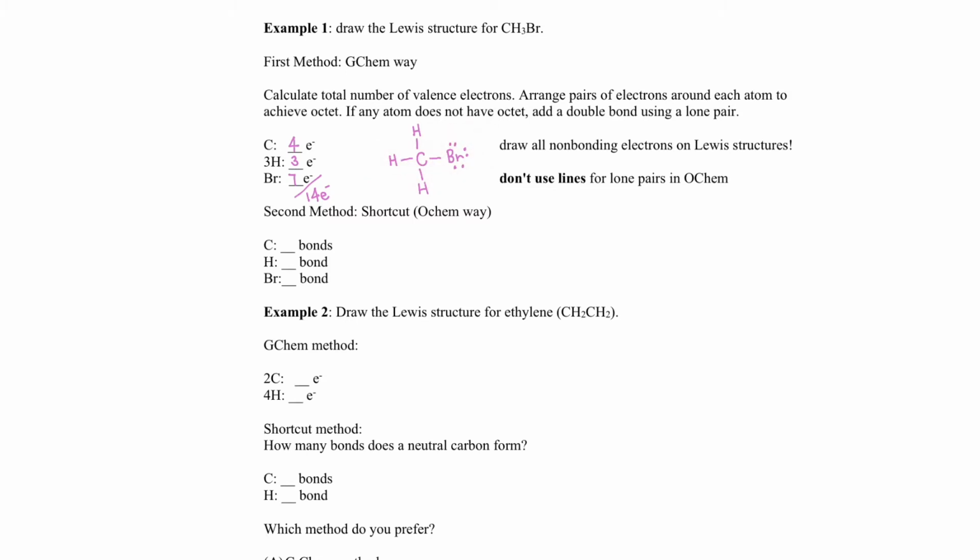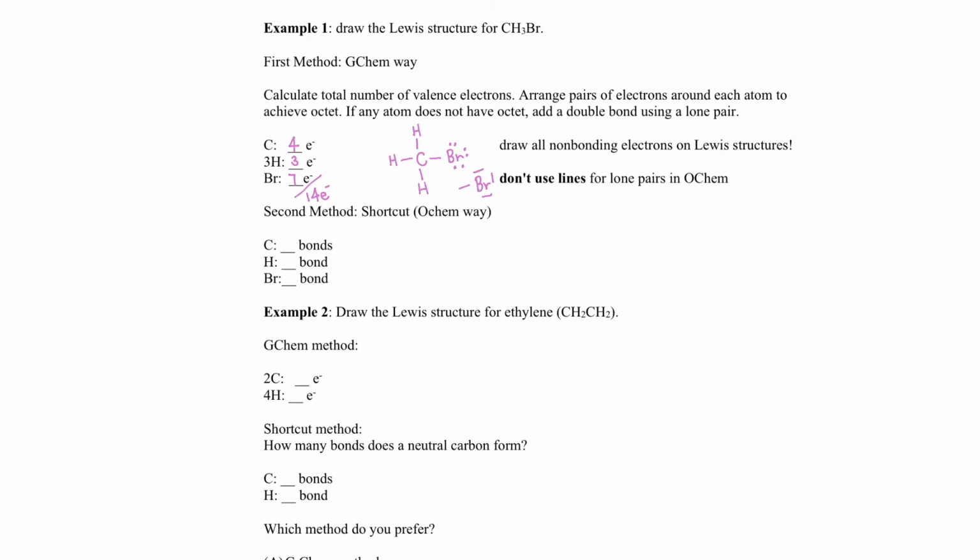And when you're drawing Lewis structures, make sure to show all non-bonding electron pairs. And for some students, I think you use straight lines to show lone pairs. You could do that in GenChem, but in OChem we do formal charges. So you don't want to confuse one of the electron pairs for a negative charge. So make sure you don't use lines for lone pairs in OChem.